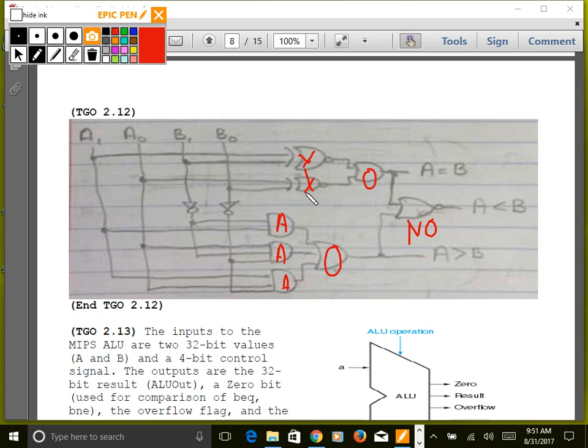So does anybody have any questions about this, specifically how the trade-off between reducing the area and design complexity comes into play?